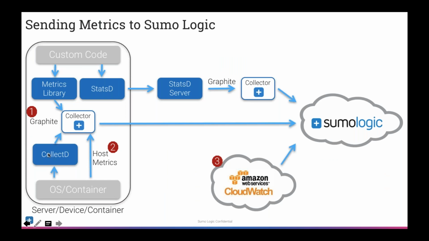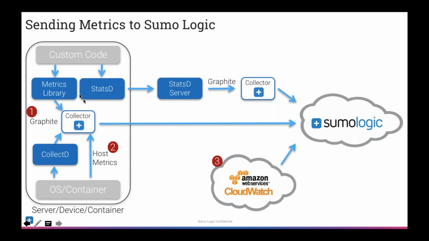The second one is CollectD or your OS. I should say metric libraries or CollectD can send metrics straight up to a collector and then on to Sumo Logic. That collector can do double duty in grabbing host metrics from your host. So this number 2 here is your host metrics. CollectD and metrics libraries can be used in Graphite.